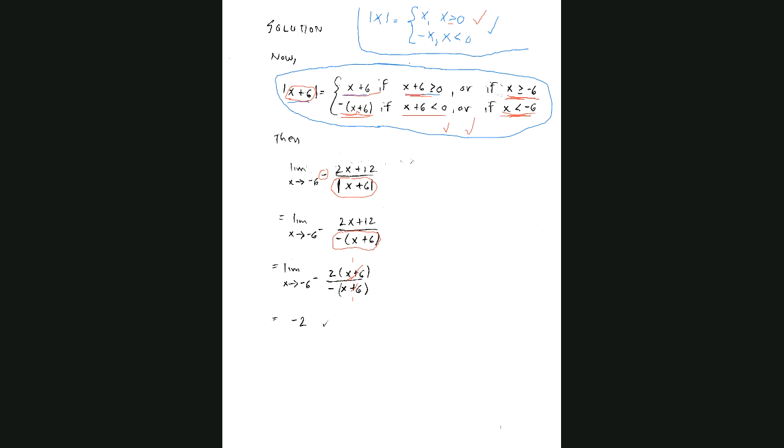So the left-hand limit as x approaches negative 6 of this function is equal to negative 2. Now what we have to do is the right-hand limit. We have to do the right-sided limit. And for that, I'll go to the next page, but I want to make sure everybody's comfortable so far.